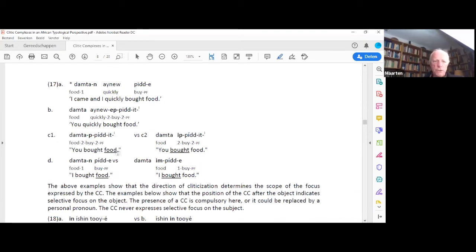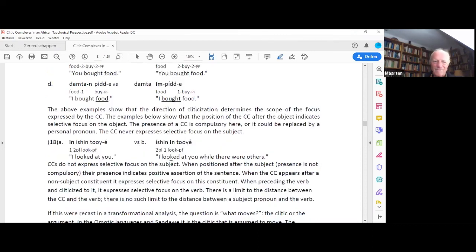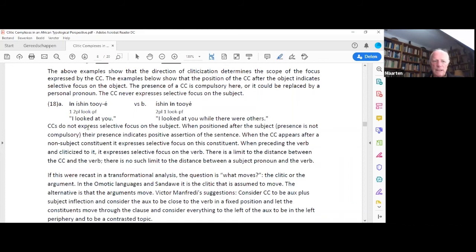These are the examples of Konso. Here, when you bought food in scene one, it's cliticized to the object food. But you bought food, now it's cliticized to the verb, and it gives a difference in focus on the object or on the verb. So here in Konso, you can cliticize to the right, as an example to what I said before. It's mostly about selective focus on the object.